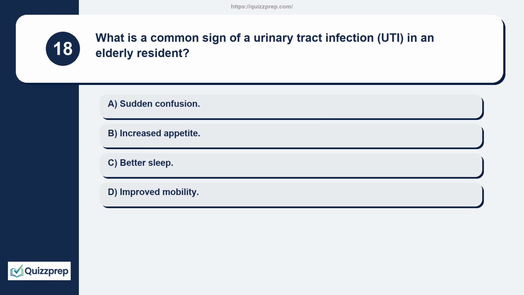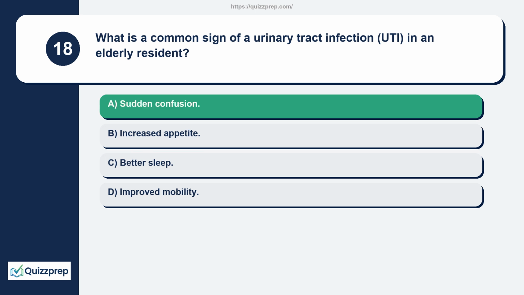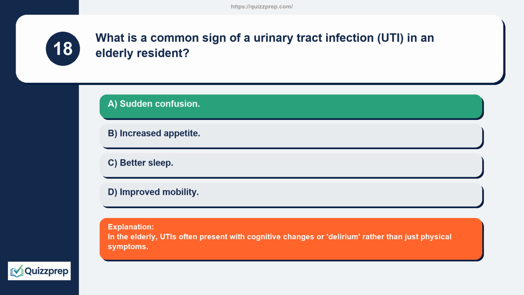Question 18. What is a common sign of a urinary tract infection, UTI, in an elderly resident? Sudden confusion, increased appetite, better sleep, improved mobility. In the elderly, UTI often presents with cognitive changes or delirium rather than just physical symptoms.